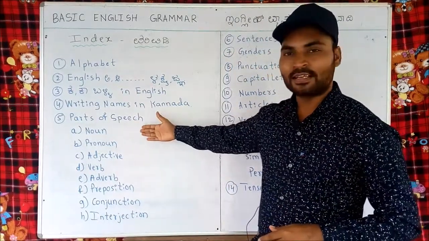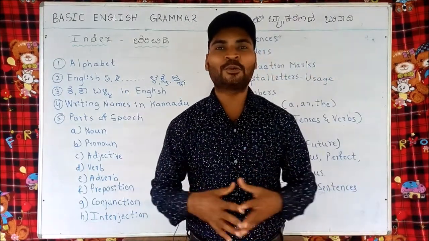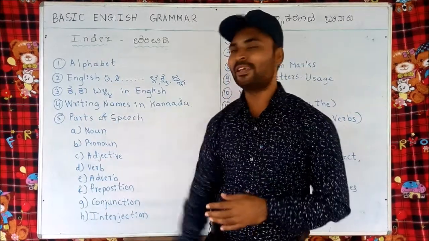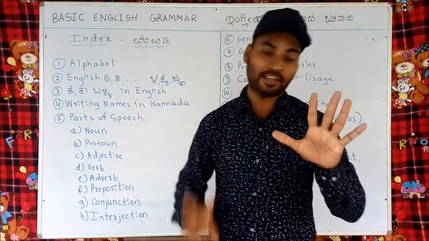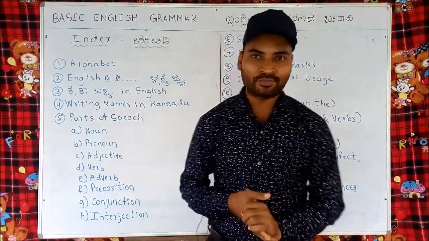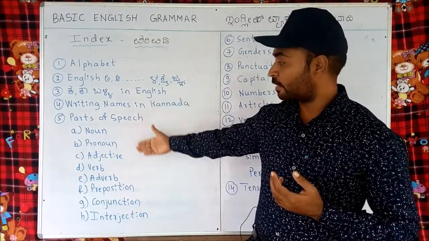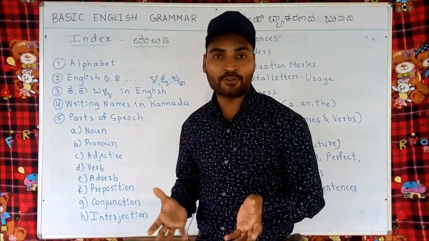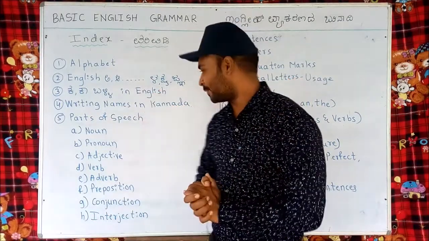And the fifth lesson is parts of speech, and from this lesson we enter into real basic English grammar. This is the real beginning of basic English grammar. In parts of speech, we see 8 parts of speech: noun, pronoun, adjective, verb, adverb, preposition, conjunction, interjection. In noun, we study what is the meaning of noun, what are the types of noun, and in pronoun, we study the meaning of pronoun, what are the types of pronouns and the list of pronouns.